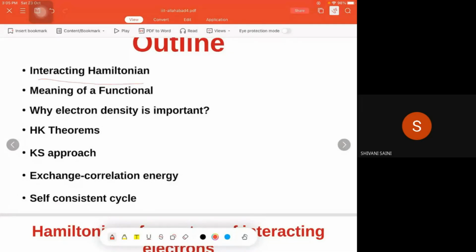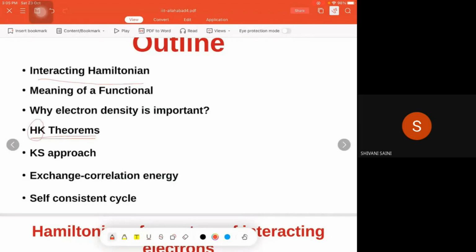Using charge density based approach. We will see why it is so important. And so DFT is basically based on these theorems. There are two theorems which are given by these two people, Hohenberg and Kohn.